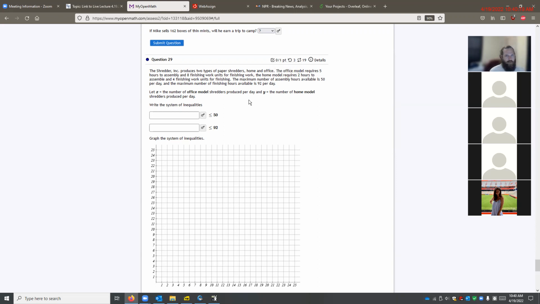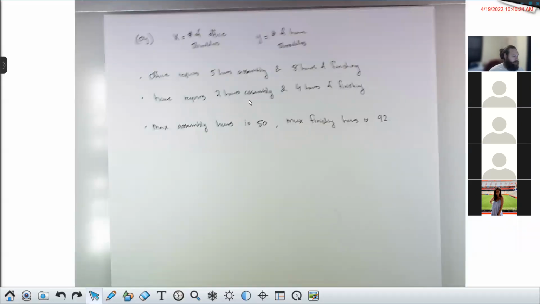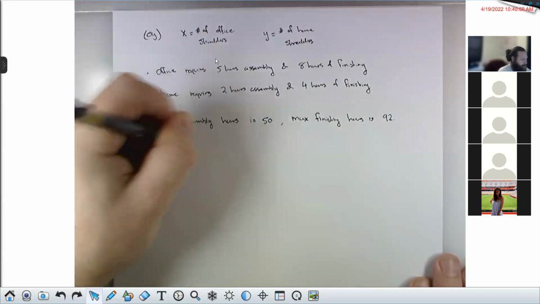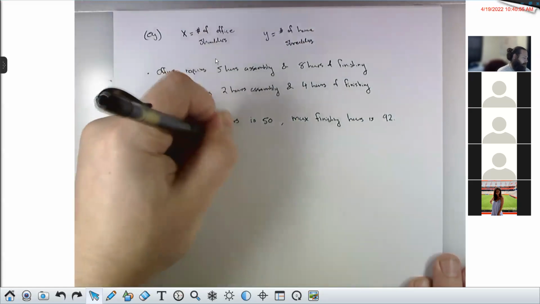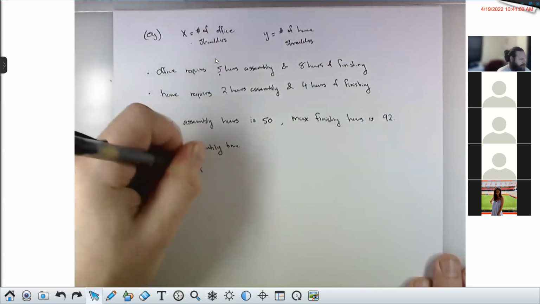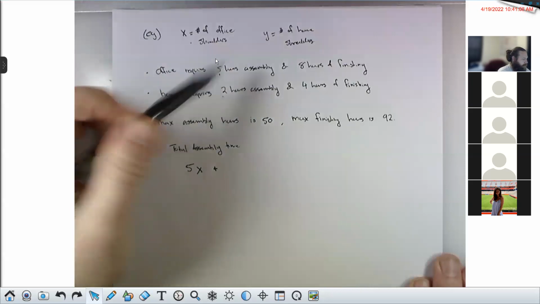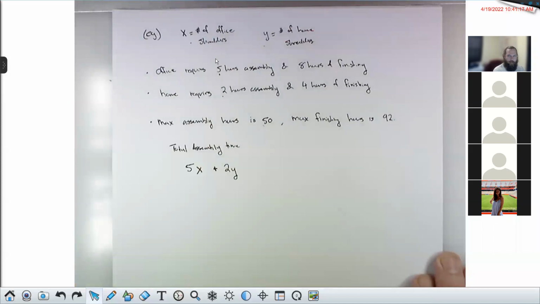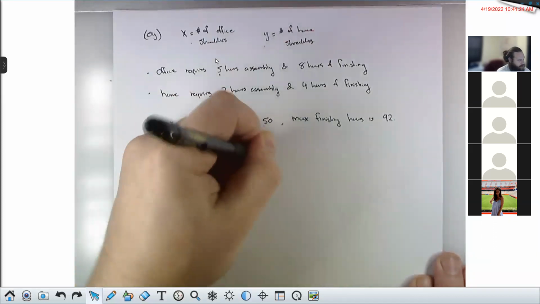So they want a system of inequalities, which will describe the number of shredders of each type that can be produced. The idea is to take the assembly information and combine that into one inequality, and take the finishing information and combine that into one inequality. So if I make X office things and Y home things, then the total assembly time is going to be 5 hours for each of the office shredders. That's 5x plus 2 hours for each of the home shredders. That's plus 2y. And I only have 50 hours of work that people can put into these things per day. So this needs to be no larger than 50.